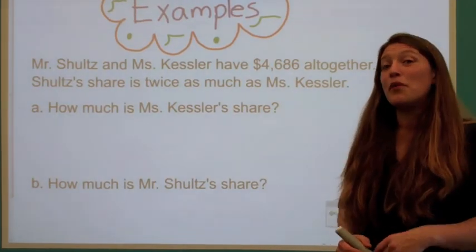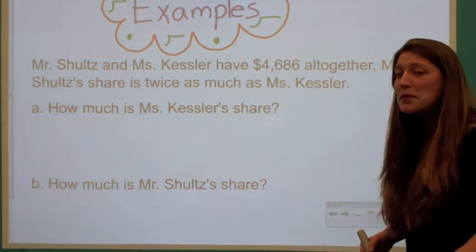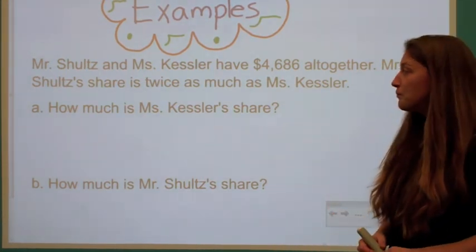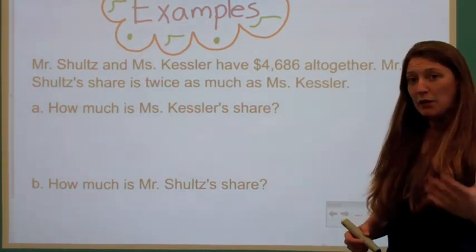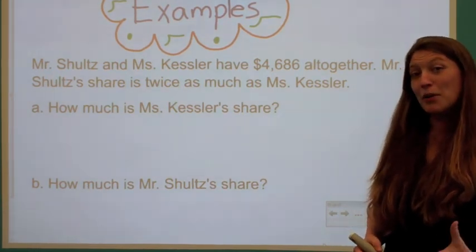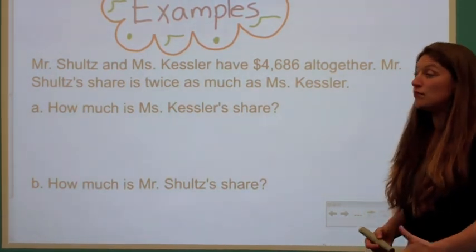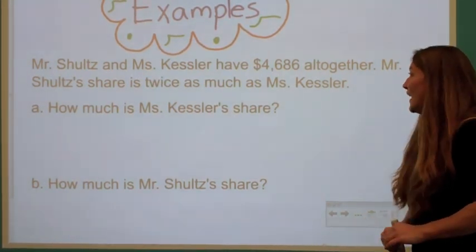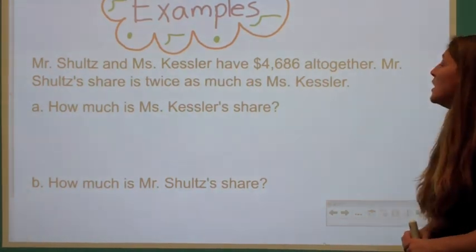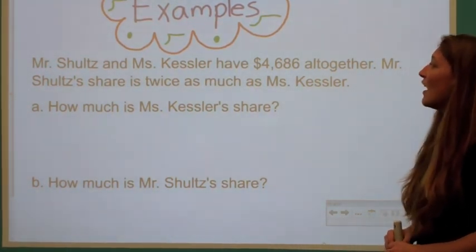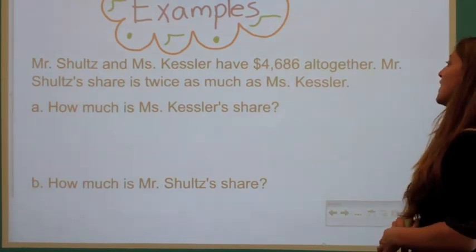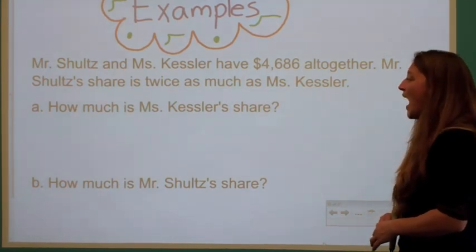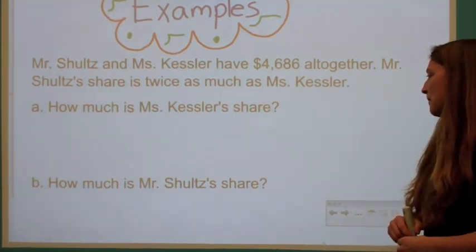Here's our first example. We're only going to have one example since the word problems are a bit longer, or there are a bit more processes to go through. So again, I was told that I had to read the whole word problem fully. So that's what I'm going to do. Mr. Schultz and Miss Kessler have $4,686 altogether. Mr. Schultz's share is twice as much as Miss Kessler's. How much is Miss Kessler's share? How much is Mr. Schultz's share?